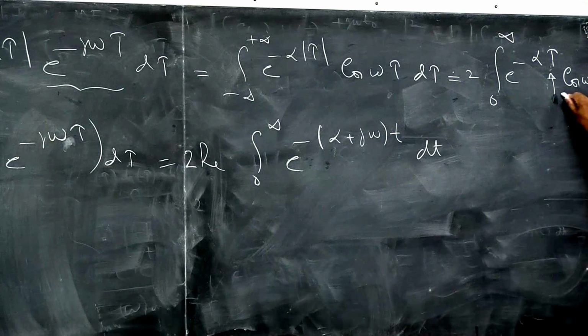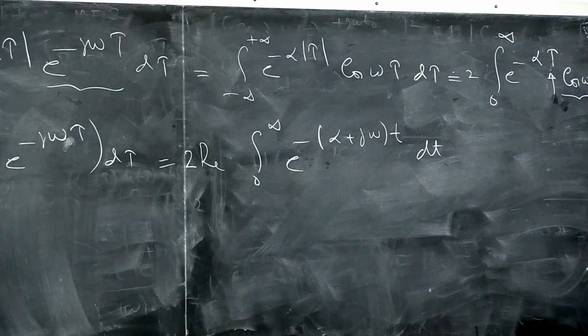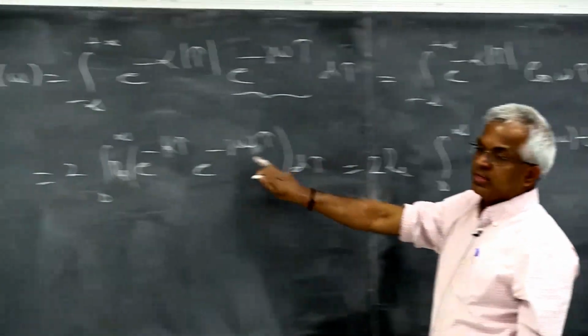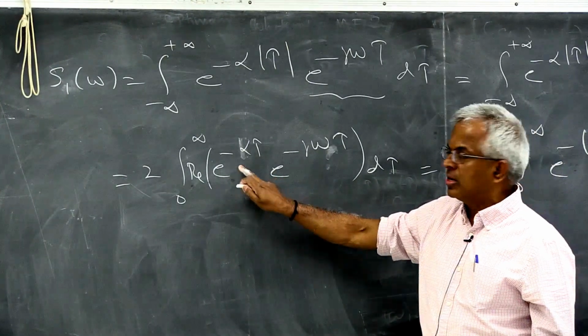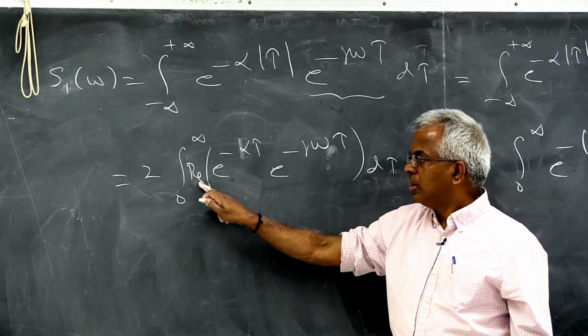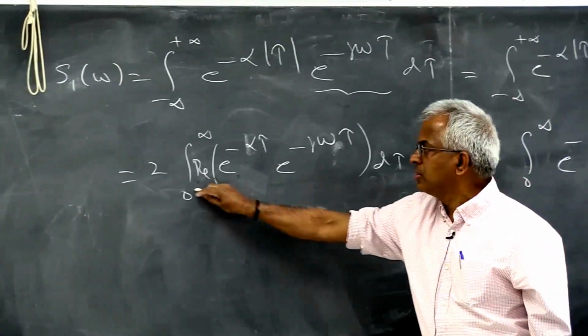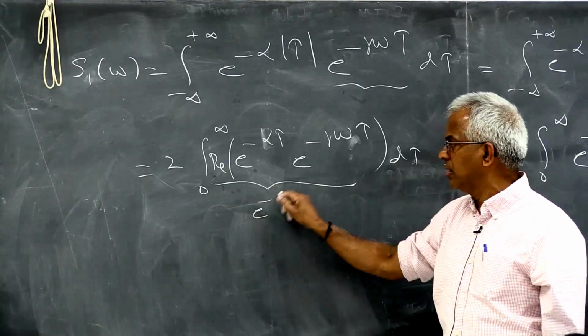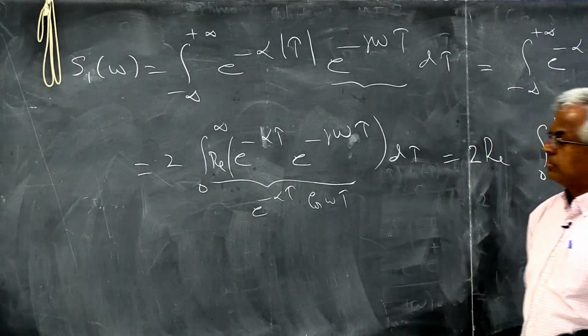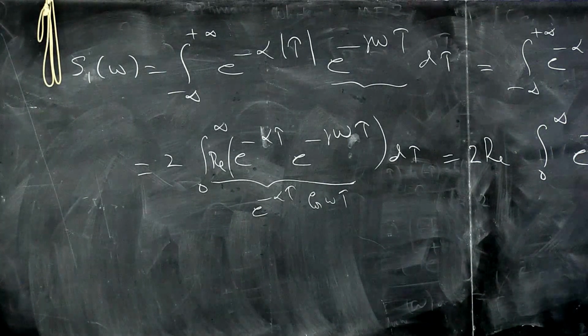Because dealing with cosine is a little harder than e raised to j omega t, cosine is the real part of this. And this is a constant. If this was complex, I couldn't do this. It's a real number, so the real part of this whole thing is what you have there, e raised to minus alpha tau cos omega tau. See, this is very easy to integrate.